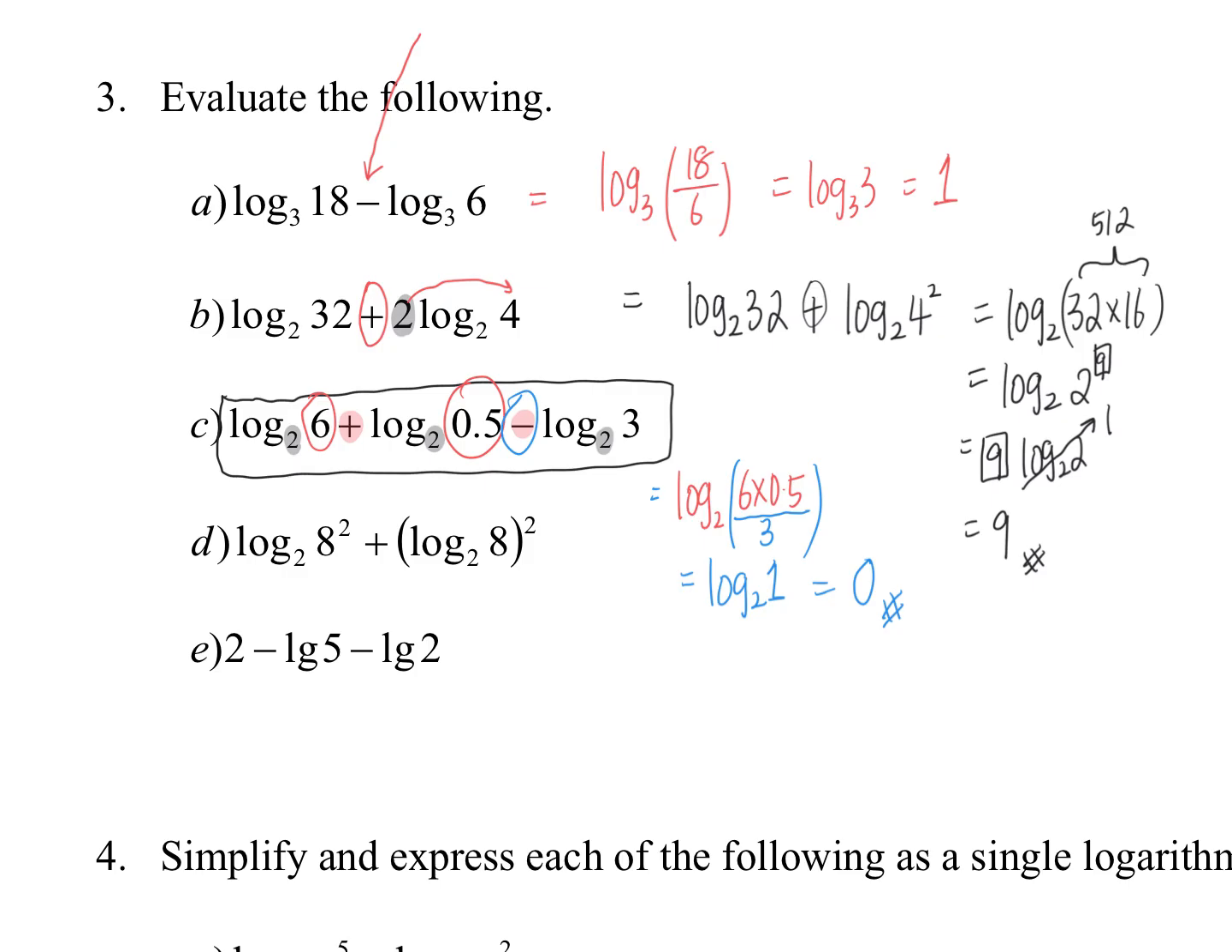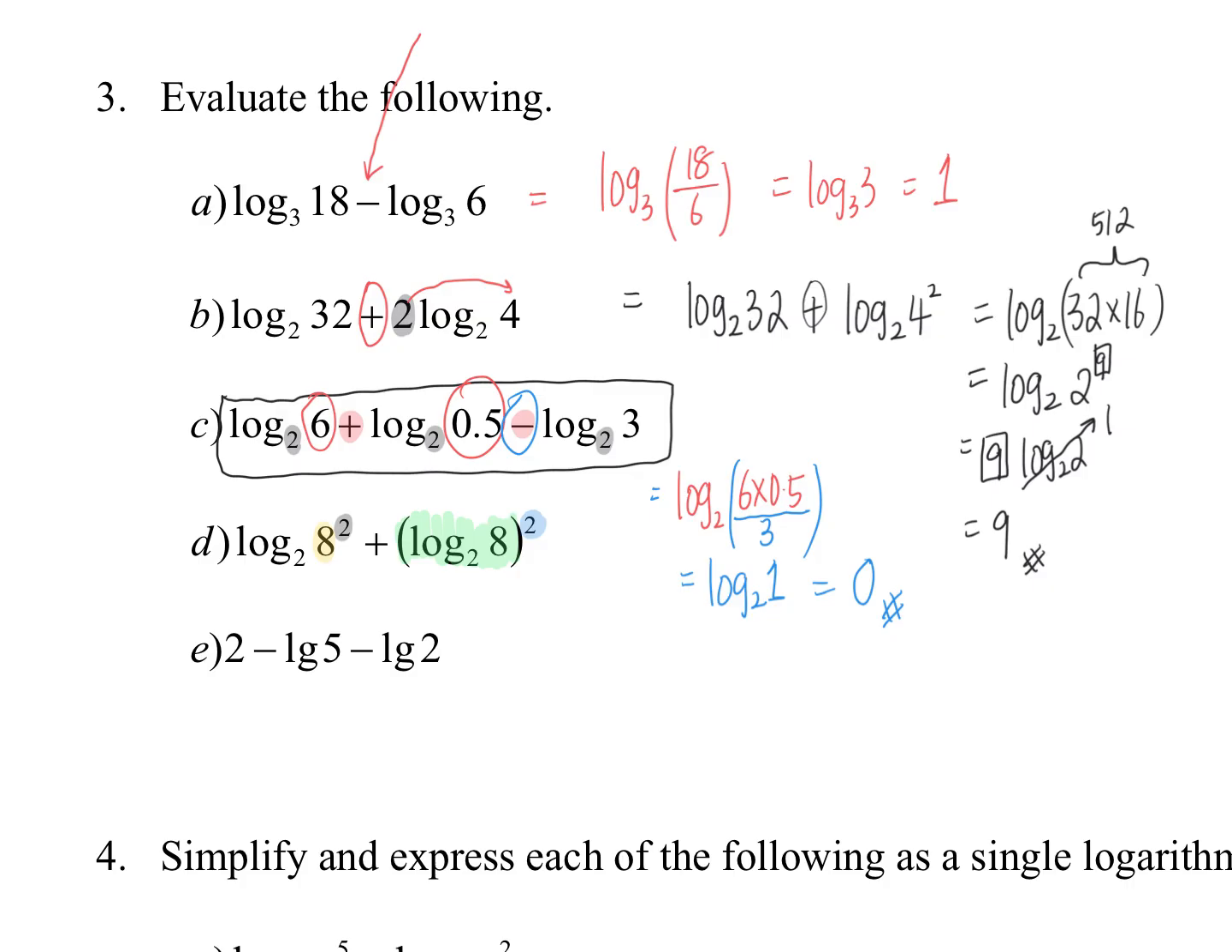Okay, take note. This one and this one are not the same. It looks like it's the same, but actually they are not. This square is for the entire expression. The entire expression. But this square only belongs to the 8. So take note of the difference.